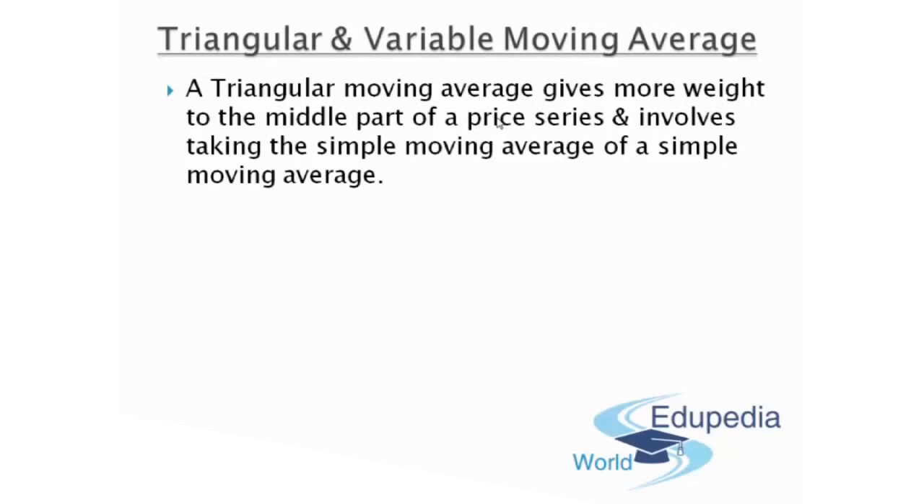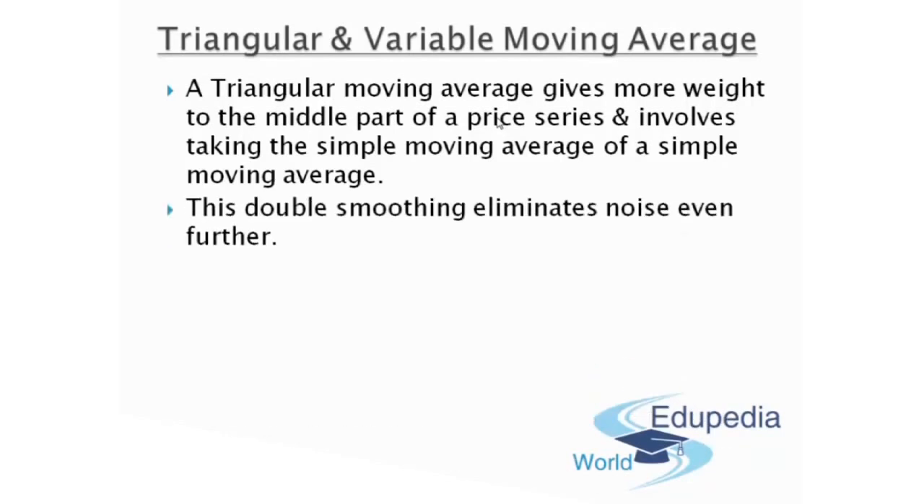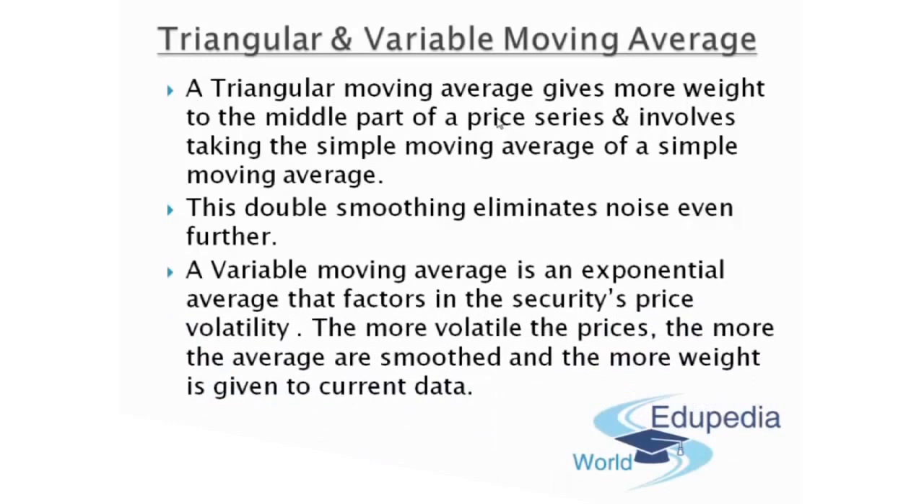So thereby this triangular moving average gives more weight to the middle part of the price series, and it actually involves taking the simple moving average of a simple moving average, and that's how this double smoothing basically helps in eliminating the noise even further. So that's basically about triangular moving average. And now let's understand what this variable moving average means. A variable moving average is an exponential average that factors in the security's price volatility. The more volatile the price is, the more the average is smoothed, and the more weight is being given to the current data. So that's how this variable moving average flows in.